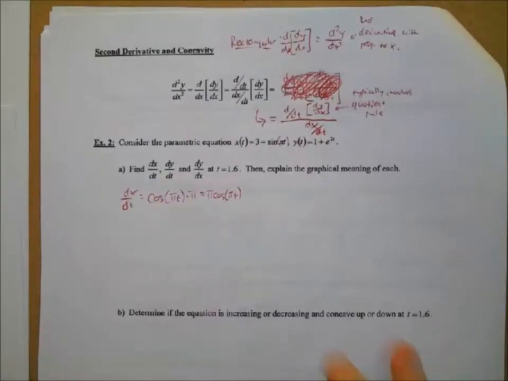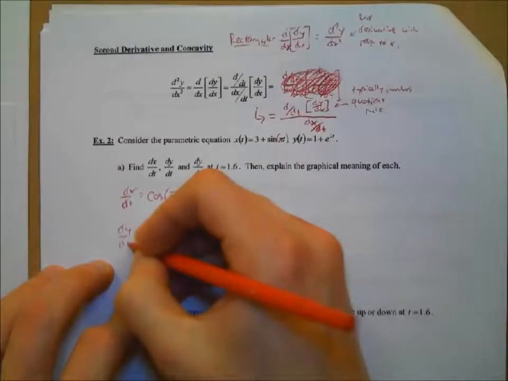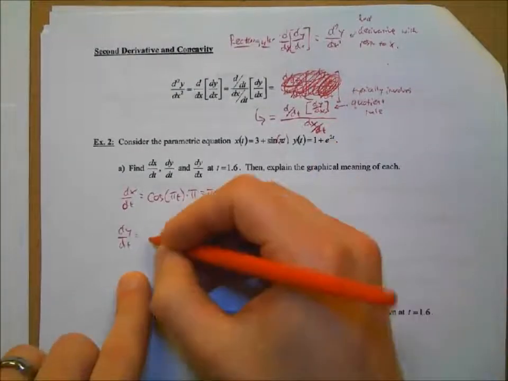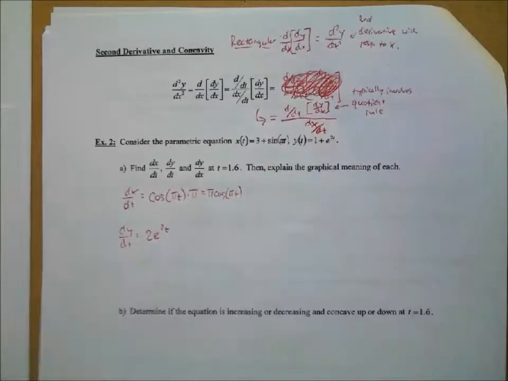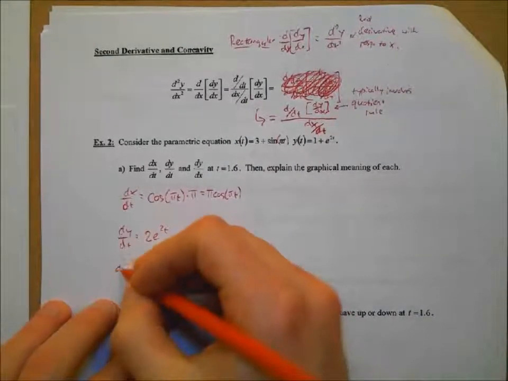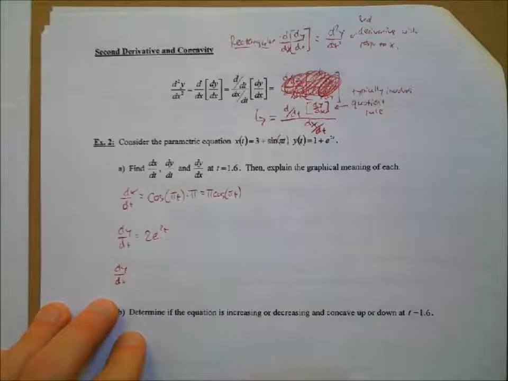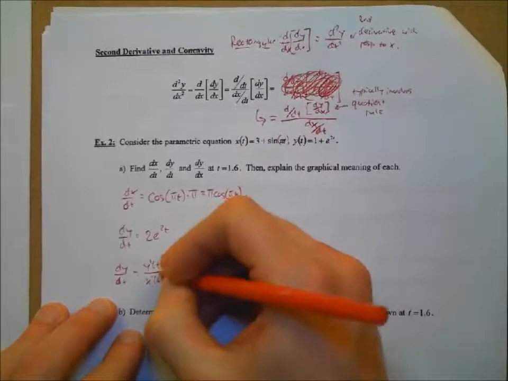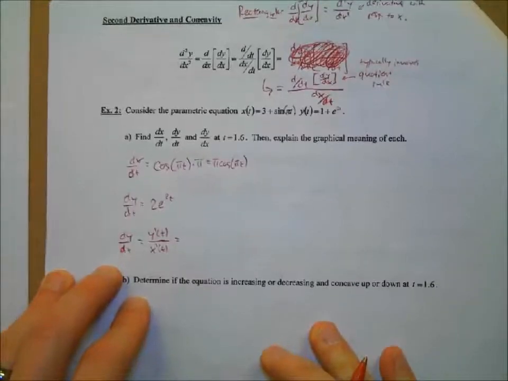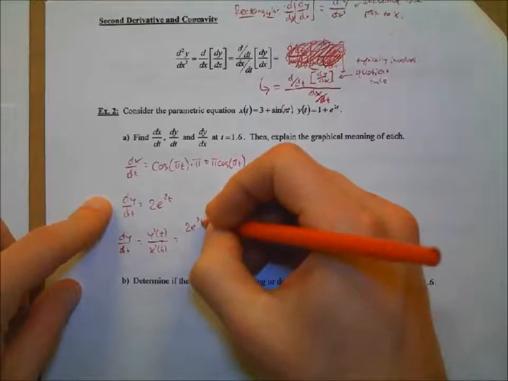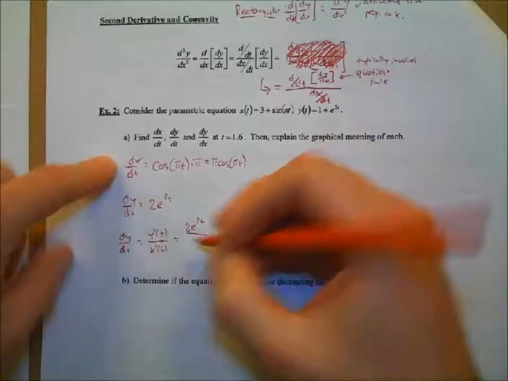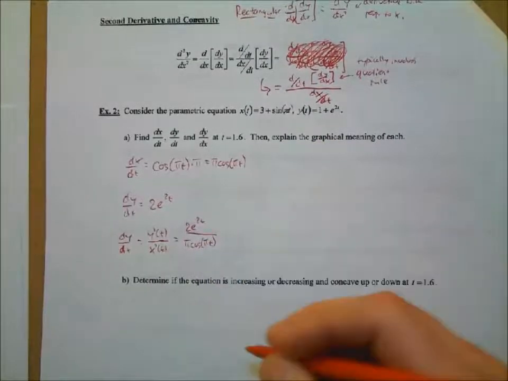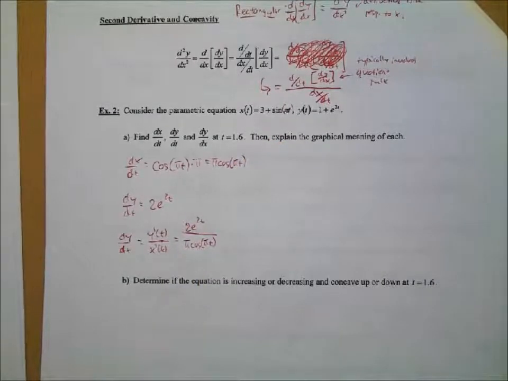Let's keep taking the derivatives here. So what's dy dt going to be? Well, the derivative of 1 is 0, and the derivative of e to the 2t will be 2e to the 2t. And then dy dx, which is the first derivative, remember that is y prime of t over x prime of t, which in this case will be 2e to the 2t from that dy dt, and then dx dt, which is pi cosine pi t.